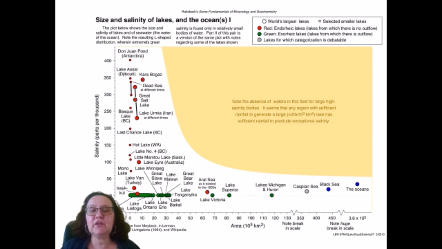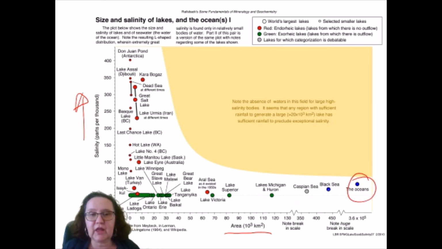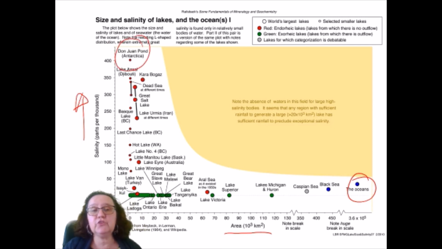This is a slide that shows the size of a water body and its salinity. On the x-axis you have the area of your water body, and on the y-axis you have the salinity in parts per thousand. So you have very large water bodies in which the salinity is lower, and very small water bodies in which you can have very high salinity. And then you have all sorts of values in between.